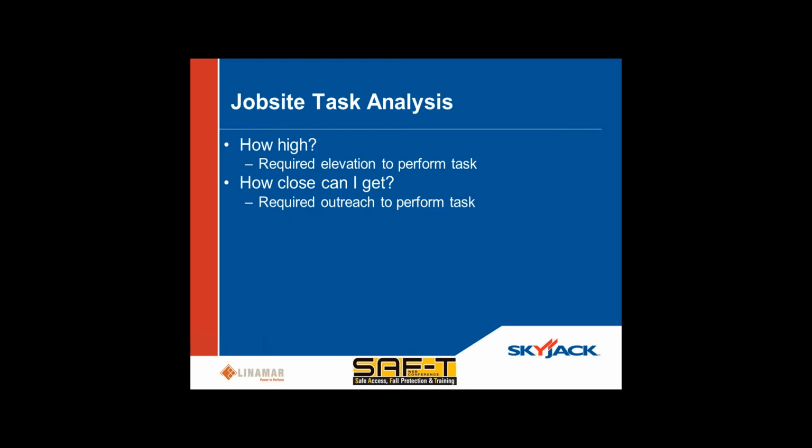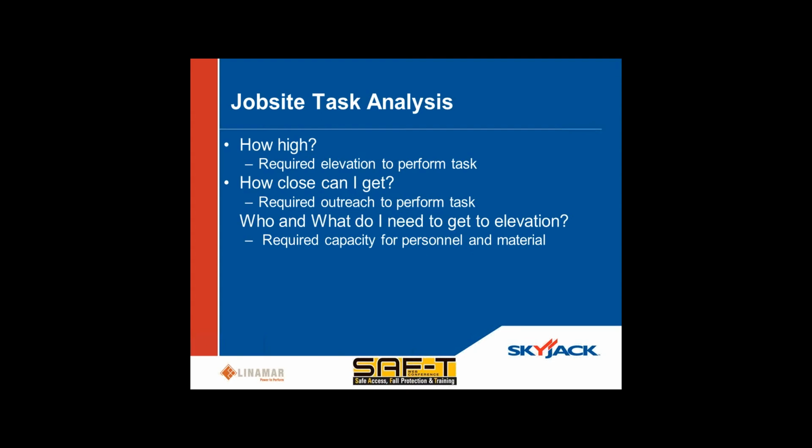How close can you get to your task, right? So what is the required outreach to perform your task? You may or may not be able to get directly underneath or beside your task, or you may have to get around certain obstacles to get to your task at elevation. So who and what do you need to get to elevation, right? There are required capacities. There are capacities, obviously, on every aerial work platform with respect to how many people you can have on that lift and what material you can put at elevation as well. So you certainly need to know that while you're thinking about selecting an aerial lift.